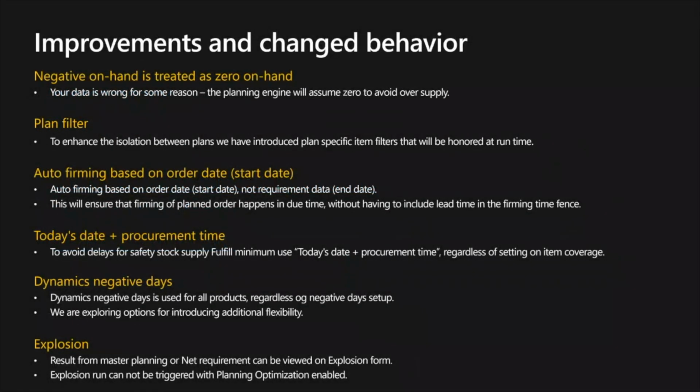Now let's take a look at some of the improved and changed behavior that you will experience when you move to planning optimization. So negative on hand, meaning you have minus something on inventory, that is treated as zero on hand. So in case your data is wrong for some reason, the planning engine will assume zero to avoid oversupply.